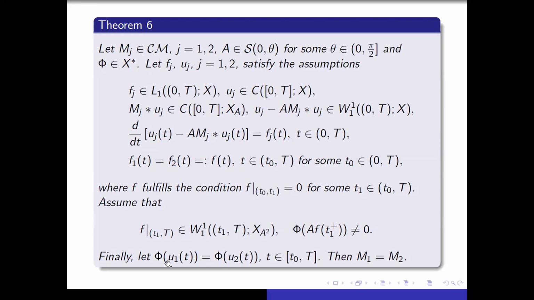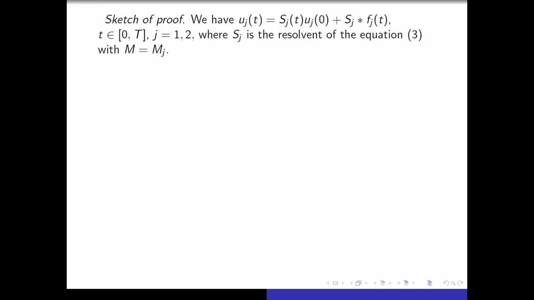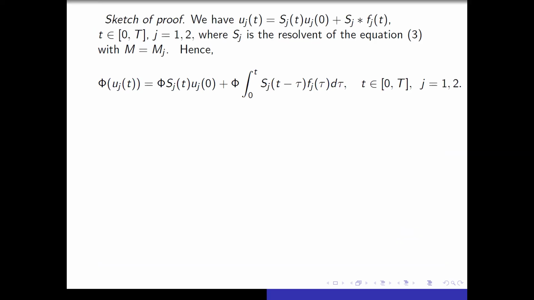So if the functionals of U1 and U2 are equal to each other from T0 to capital T, then M1 is equal to M2, and we still do not know what happens before T0. And the sketch of proof. The beginning is quite similar to the proof of the theorem that was before that, and follows the general scheme of exclusion of that history here.